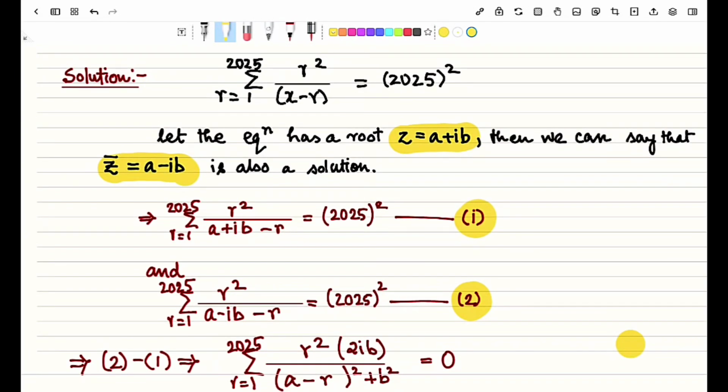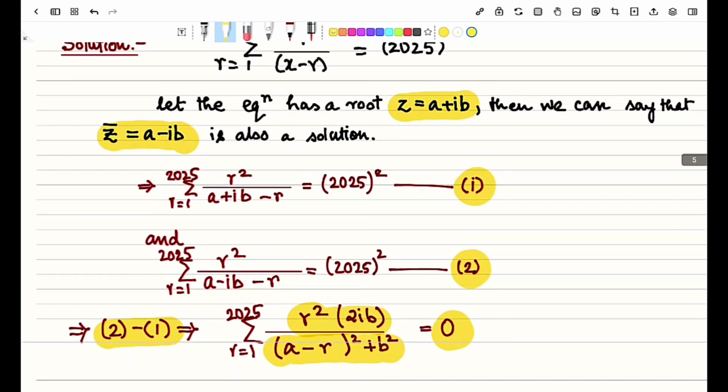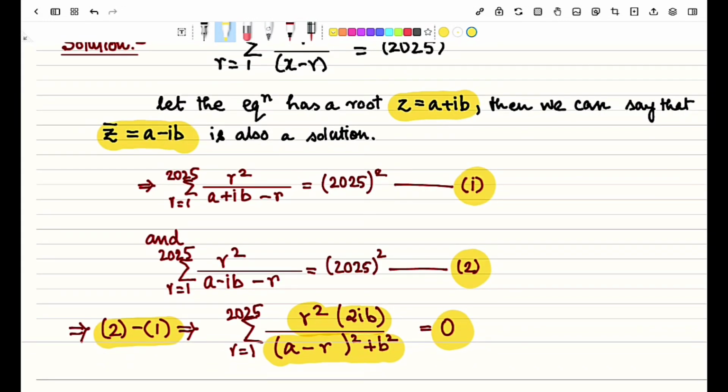After that, we subtract equation 1 from equation 2. That results in the following simplification: the summation of r squared into 2 iota b divided by (a minus r) whole squared plus b squared is equal to 0, with the limits ranging from r equal to 1 to 2025.